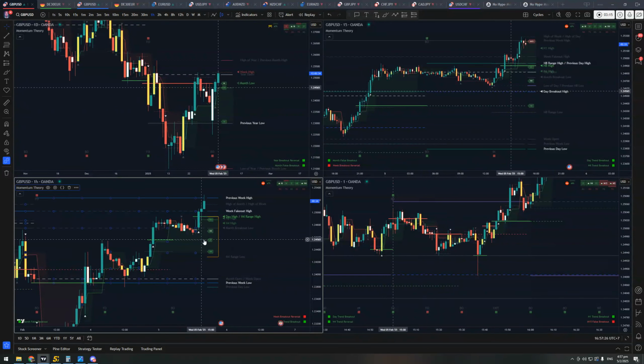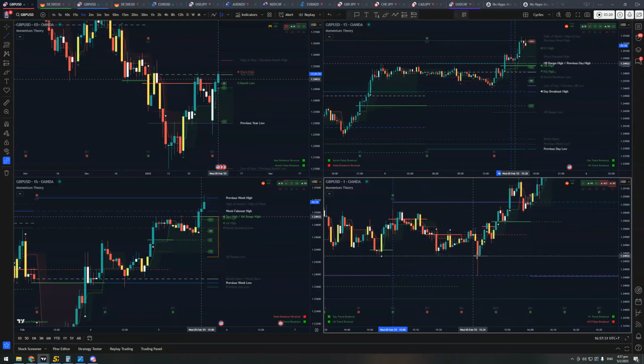So in this case, we have the H1 breakout bar. Here's the breakout bar. I'm waiting for that M15 low fake out. We got that M15 low fake out right here.